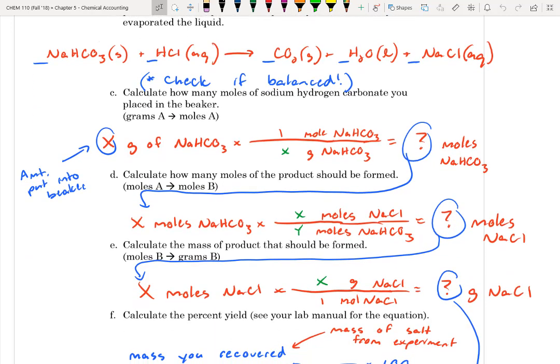And then for part C, it says calculate how many moles of sodium hydrogen carbonate you placed in the beaker. So what you'll do is plug in the amount you put into your beaker. You'll have to find out the molar mass, which is that little X unit here, so I'll let you do that, and then you'll find out the moles of sodium bicarbonate that you had. Then once you find that, you're going to convert from moles of bicarbonate to moles of sodium chloride. So where do these two numbers come from? The X and the Y. What was that? Yeah, the coefficients from the balanced reaction. So you need coefficients for the next part. That'll give you moles of sodium chloride.